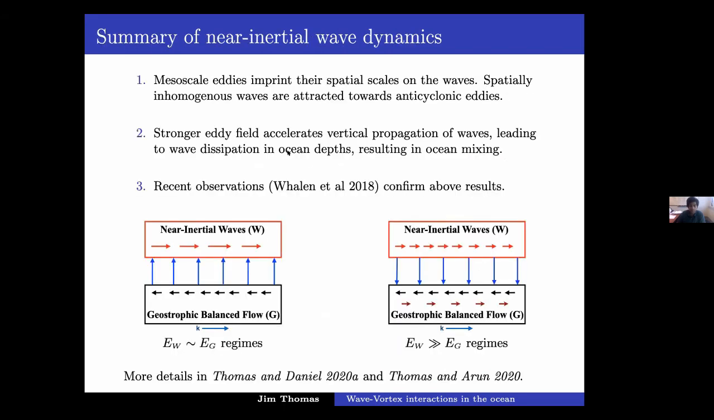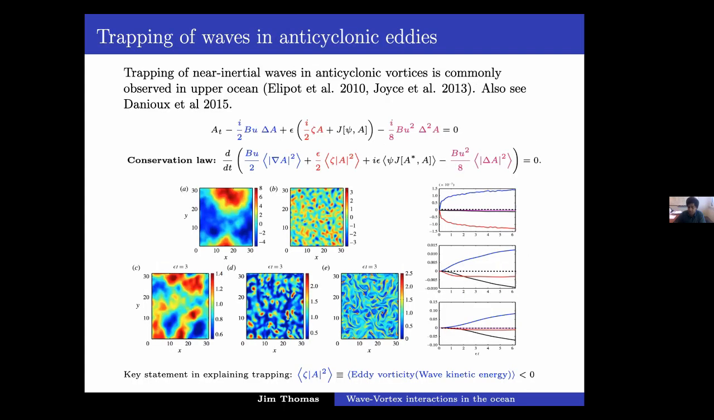There was a question. Yeah. Go ahead, Abhishek, after that. Oh, sorry. So what is the term J? This is the Jacobian term. It's the advection of A by psi. So this would be psi x ay minus psi y ax.